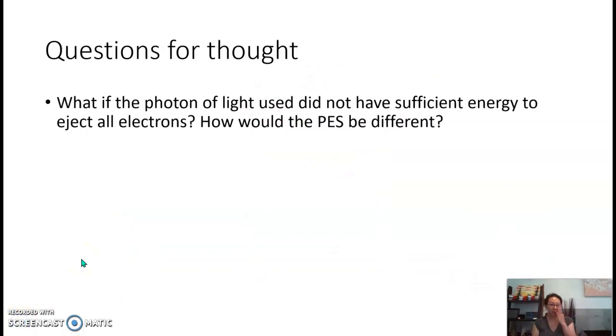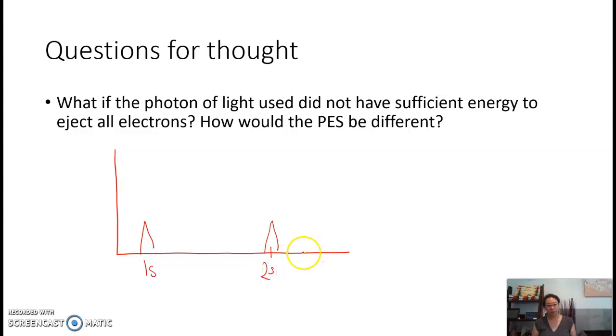Okay, so we skipped this question in class. What if we used a photon of light that did not have sufficient energy to eject all the electrons? If you think about the electrons that get ejected, you always start off by ejecting your outermost electrons. So I'm going to make this a 2p3. These require less energy than this one. This is a core electron, so it's going to require a lot more energy.